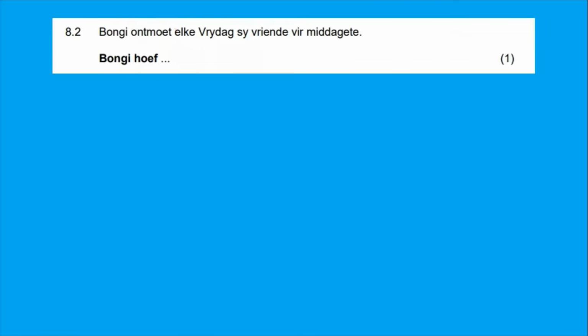Okay, next one. Bongie ontmoet elke Vrydag sy vriende vir middagete. So let's see. It says ontmoet. It doesn't say moet. Okay, this is very weird because it's almost the same. However, it's not the same at all. We do not have a moet, but we have a normal verb. Ontmoet means meet, a normal verb. So, again, we're going to have nie, and then we're going to have te in front of the verb. Okay. And then the last nie at the end.